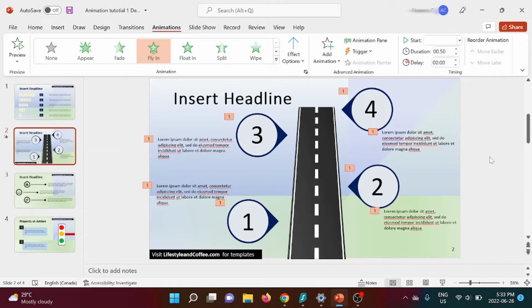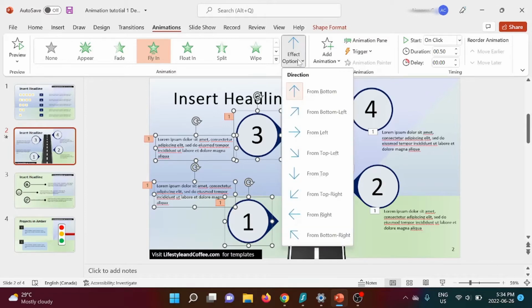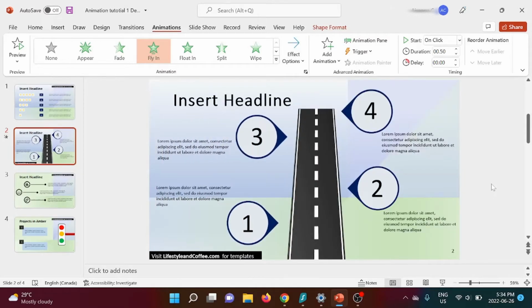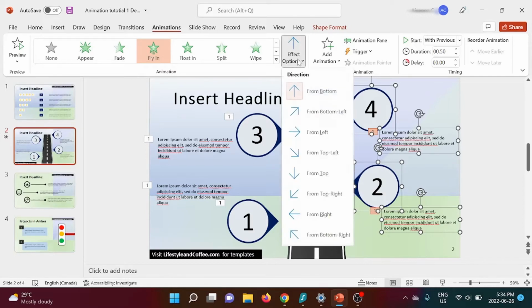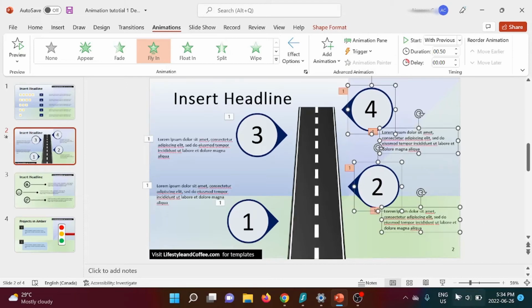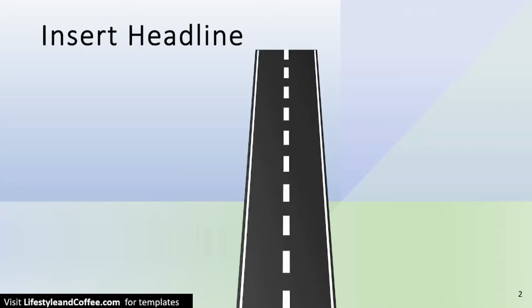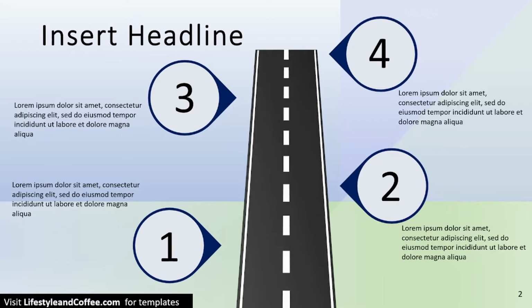What I want to do is make it fly in from the left and the right. So I'm going to select one and the text, then control 3 and the text, and I'm going to go to effect options, from left. Same thing for 2 and 4, 2 followed by the text, control 4 followed by the text, and then from right. So let's go and play the animations again. Right arrow click, and there you go.